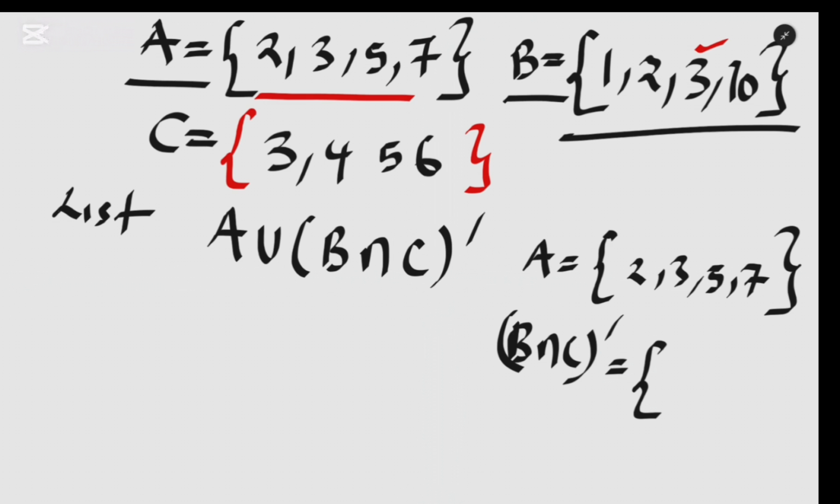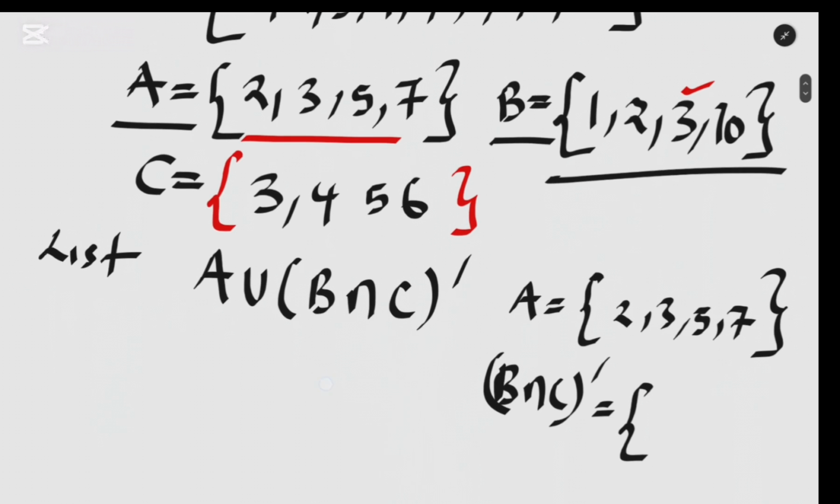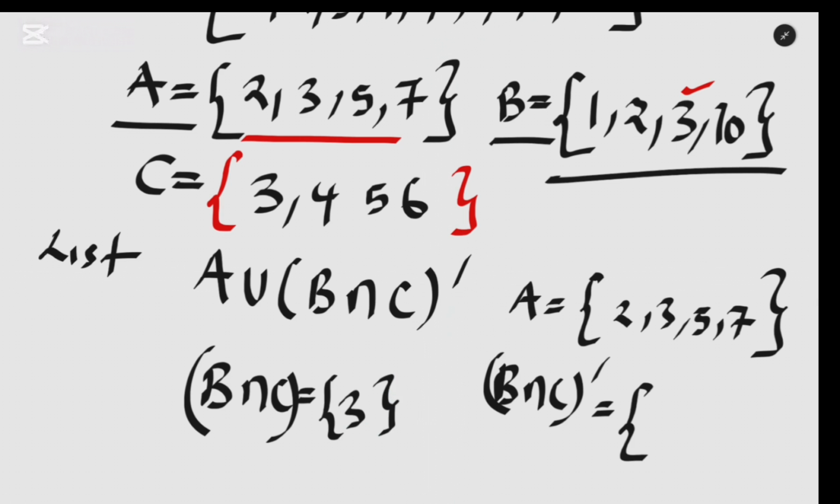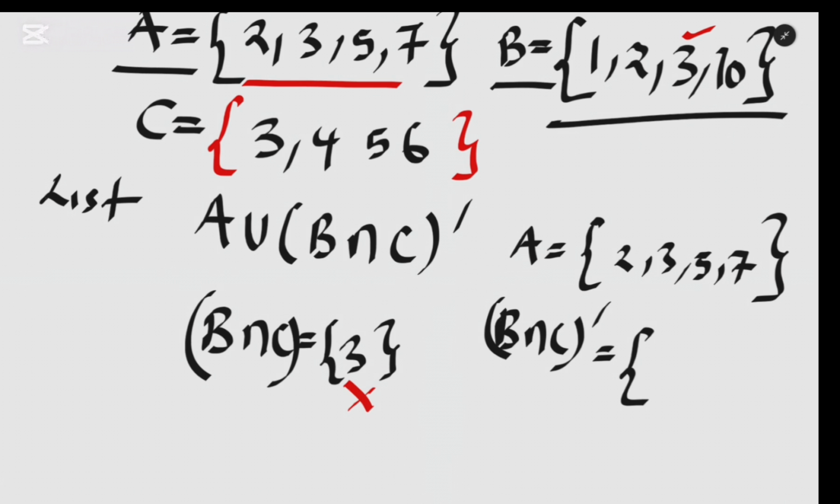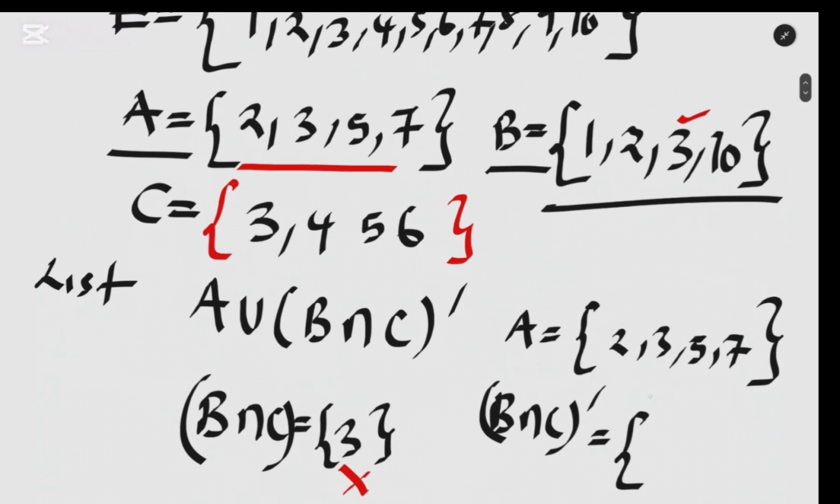Then B intersection C complement. Let us list it. Now B intersection C complement is just what is common. We can start by finding B intersection C normally. What is the common between B and C? You find that it's just the 3. Nothing else. Just the 3. So now, after finding the intersection, we are going to exclude it in B intersection C complement. So everything in the universal set, except 3. So we are going to have 1, 2, 4, 5, 6, 7, 8, 9, then of course 10. Okay, that is the B intersection C complement.